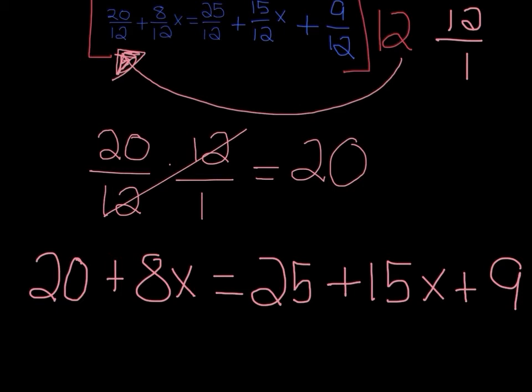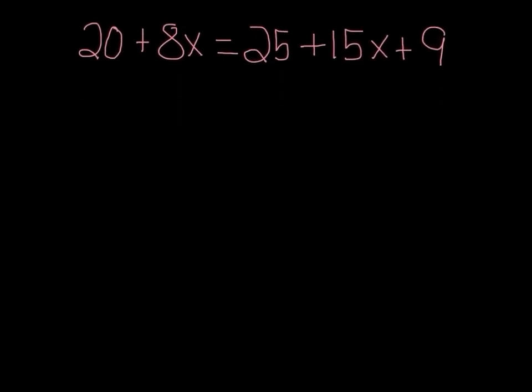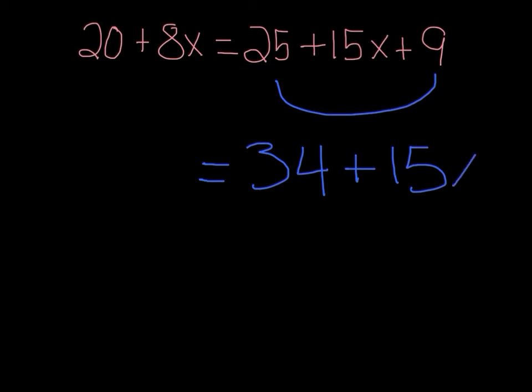Now, I really like my new equation because it's very simple and there are no fractions. From here, I have a few options. I'm thinking that it would make sense to combine any like terms that I can. So I notice over here I have a 25 and a 9. So I'm going to rewrite that side of the equation as 34 plus 15x. And then on my left side, I'm simply going to rewrite 20 plus 8x because there's nothing that I can collect or combine.